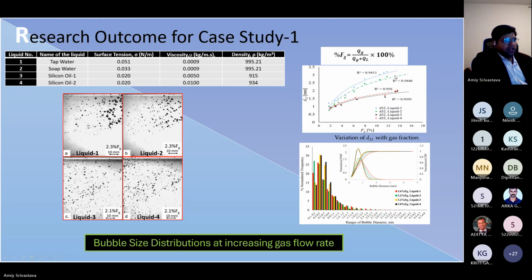We can see that if the gas fraction is increasing, our mean bubble diameter is increasing. And here you can see I made some histograms, and here I made some PDFs and CDFs, and the bubble size distribution at increasing gas flow rate. Here also you can see. So this was the detail of the materials I used for my experiments for capturing data.